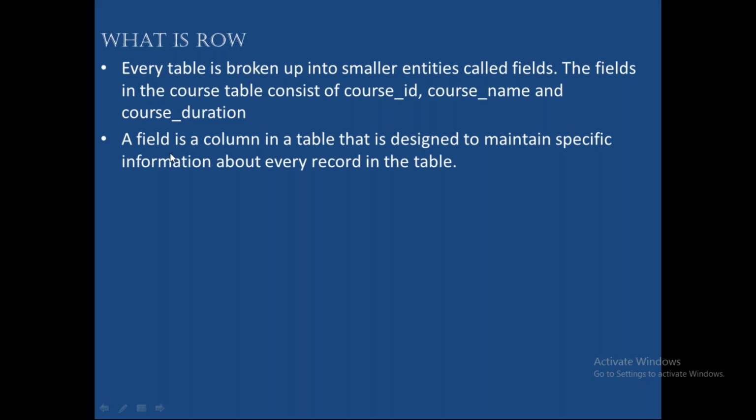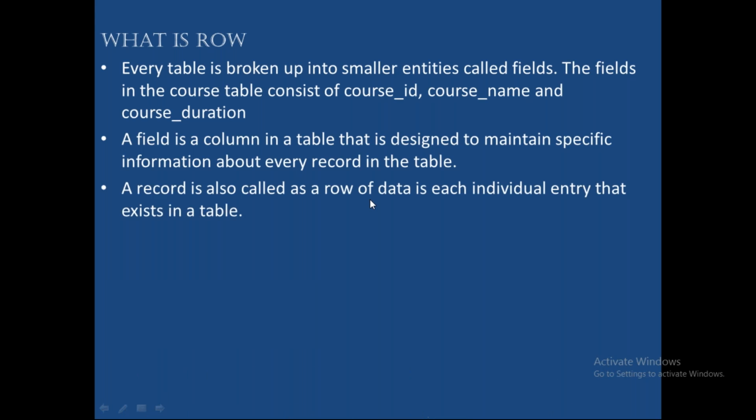A field is a column in the table that is designed to maintain specific information about every record in the table. It's very clear, right? Now, if you consider course ID, it will maintain only course IDs, some numbers. Course name will maintain only course names, some specific information. The course duration will maintain specific information, that is the duration of the course. So that's what it is saying. A field is nothing but a column in the table that is designed to maintain specific information about every record in the table.